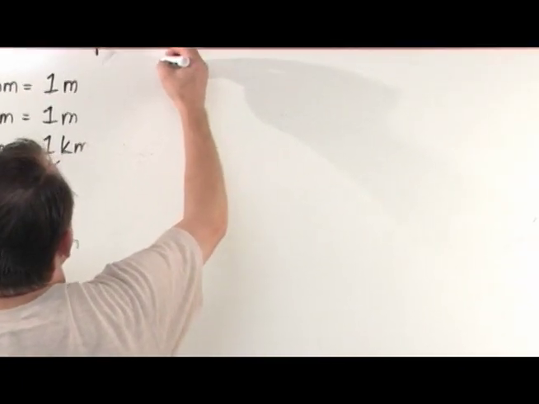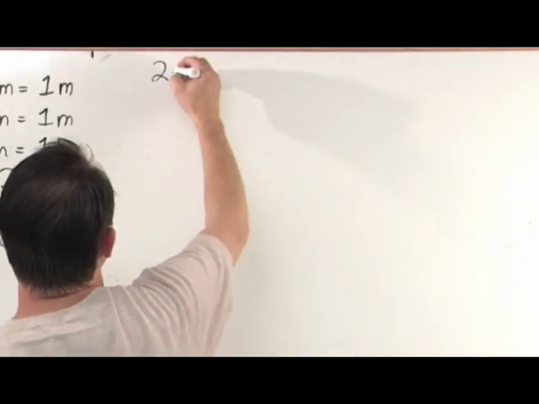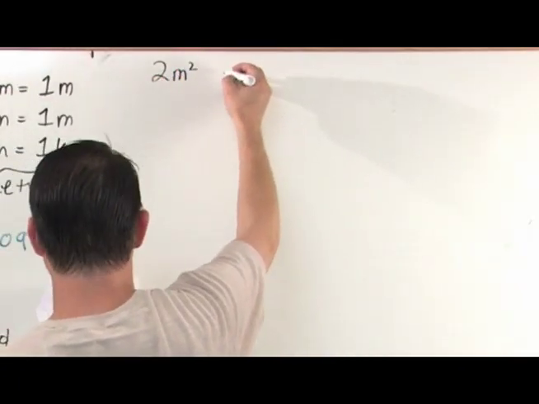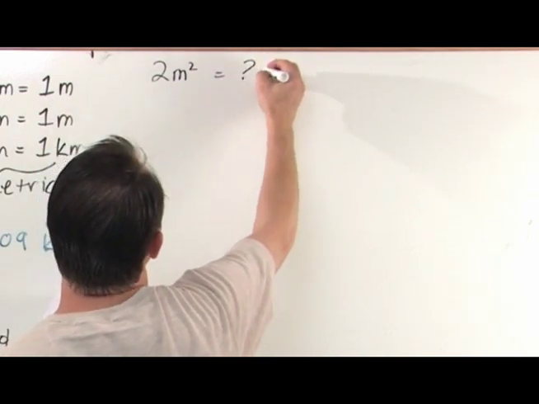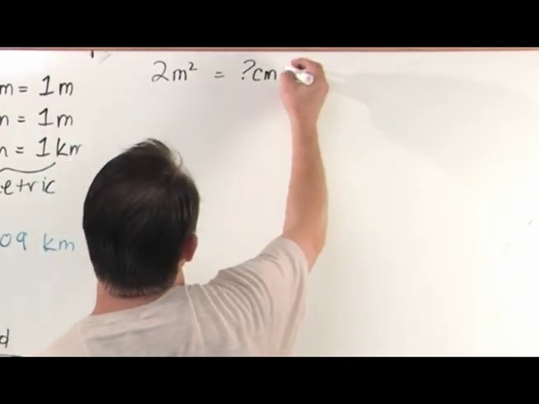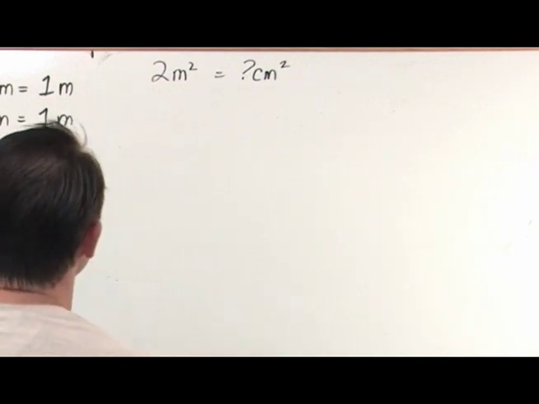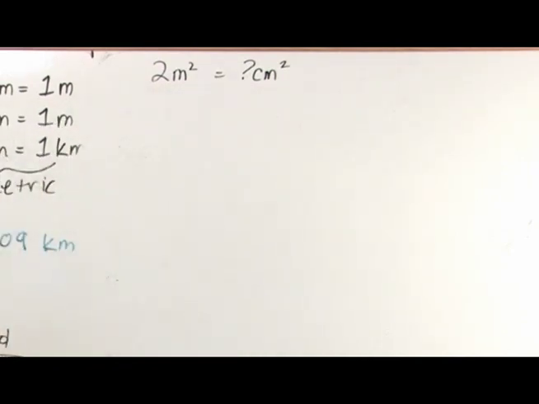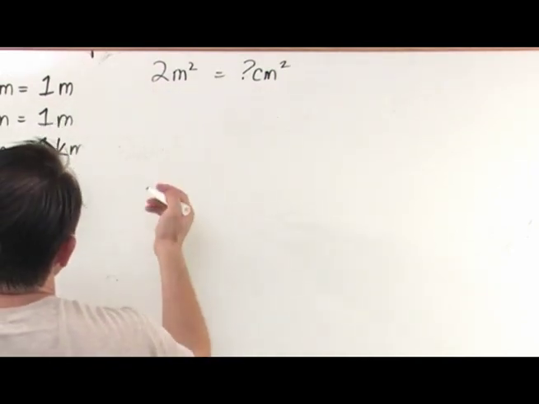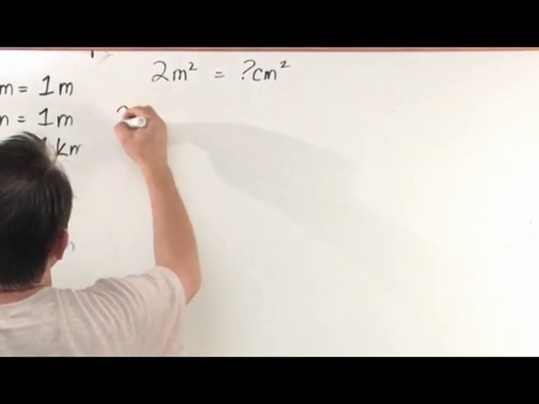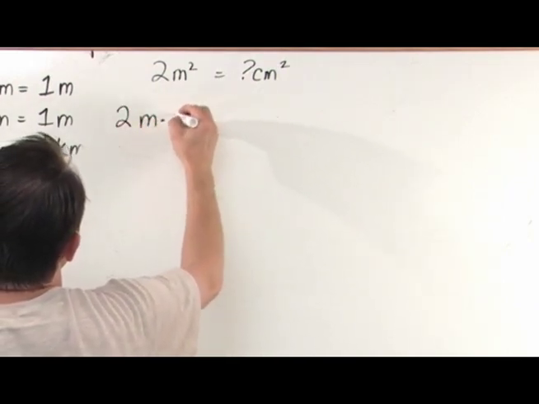So moving on to the metric system, you're not going to find any changes. If we were going to do 2 square meters and find out how many square centimeters that was, the exact same process is followed. There's no difference between the units because they're both units of length. So if we were going to do that, we would start and we would say 2 meters times meters.